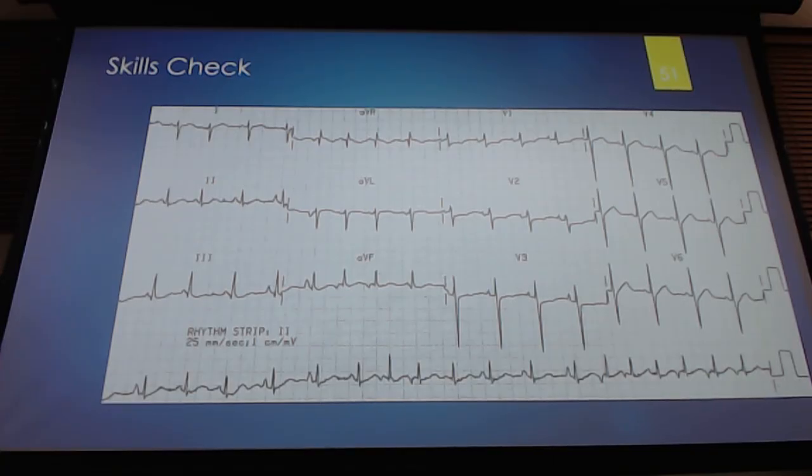If it's regular or irregular. So what do you think? Okay, yeah, it definitely looks irregular. So it's tachycardic, it's irregular. What's the next thing you want to know? Well, let's figure out if it's wide or narrow. What do you think? It's narrow. So we have tachycardic, irregular, and narrow. What are our differentials for that?